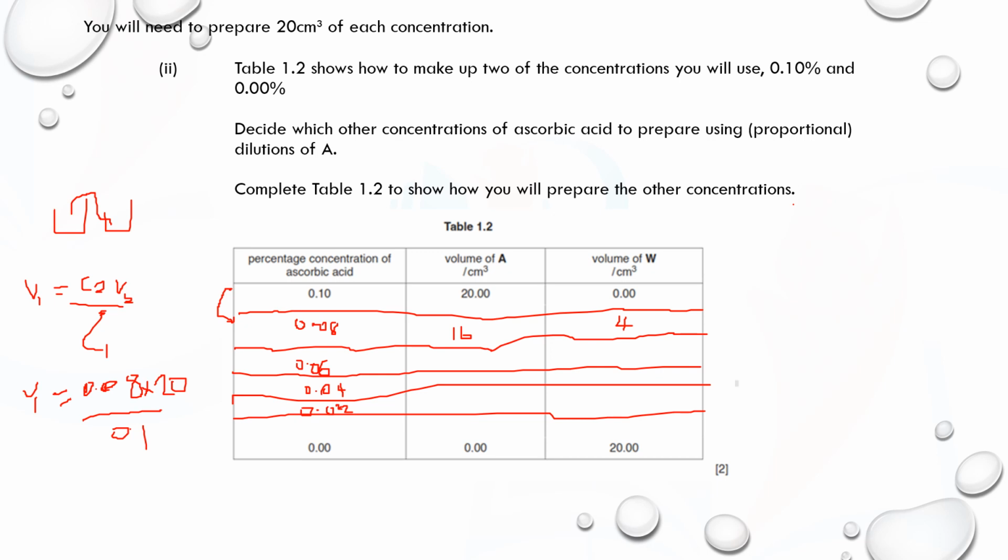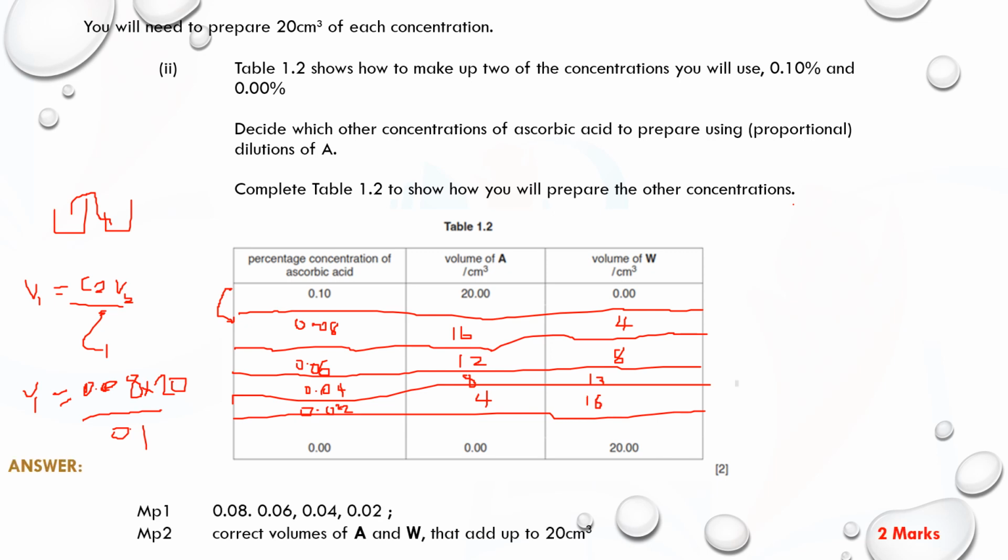So just keep removing 4. Remove 4 from 16, it will give you 12. Add 4 to 4, it will give you 8. So it's easy to track this. Remove 4 from 12, it will give you 8. Add 4 to 8, it will give you 12. The last one, remove 4, this gives you 4, and it gives you 16. See, we have done this table. 2 marks. All the volumes, 2 marks.